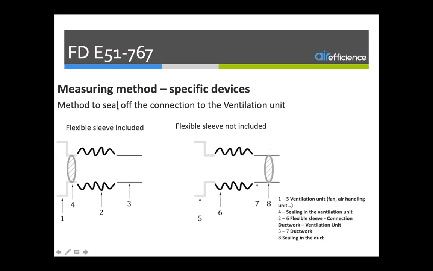Now another example with specific devices for flexible sleeve. Here is a ventilation unit, the fan or air handling unit. Here the flexible sleeve, and here the ductwork. On this picture, the flexible sleeve is included, and on the right, as you can see, the part of the ductwork tested is here, and the flexible sleeve is not included.